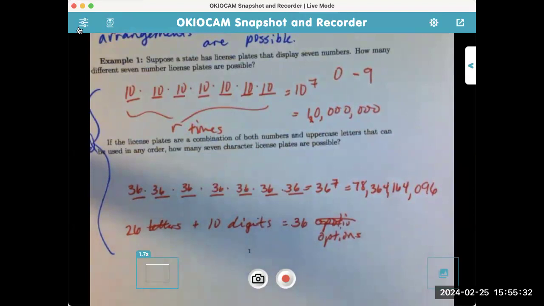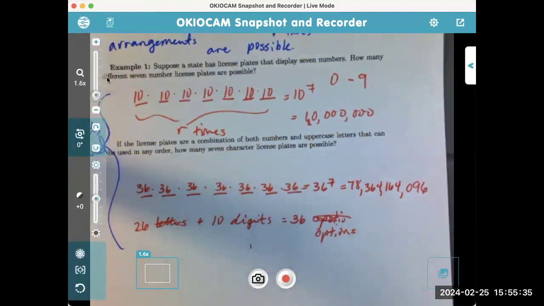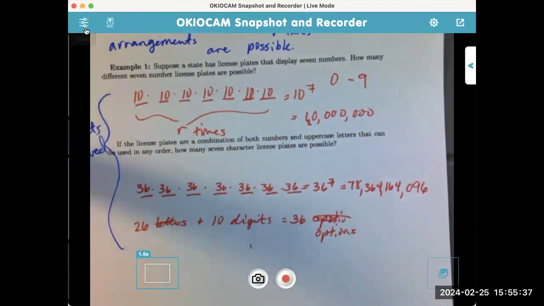Let me zoom out a little bit so we can see the full page. There we go. Let me close that up. Move that out of my way. With the paper.